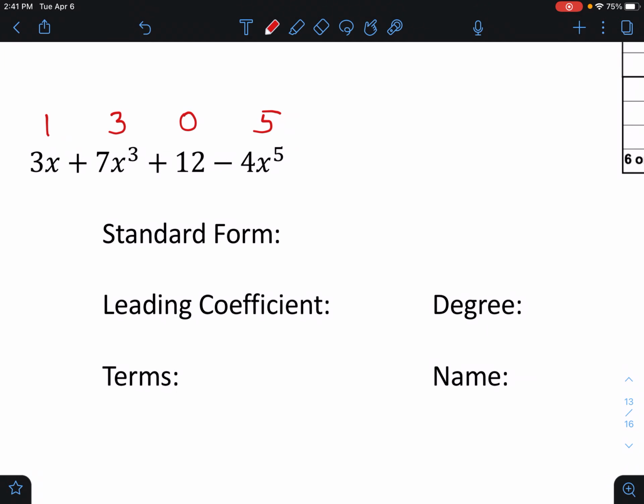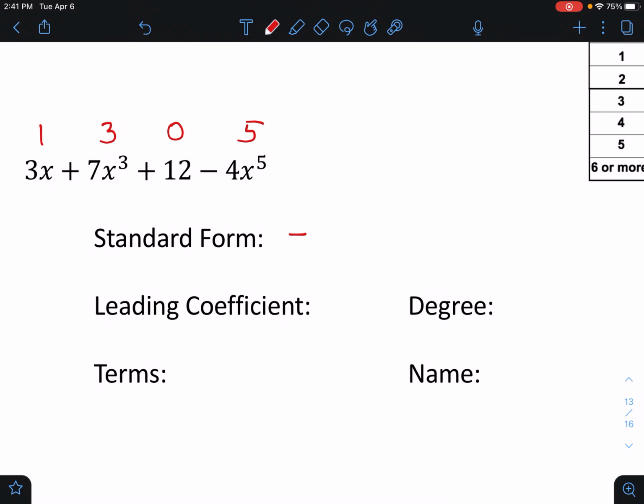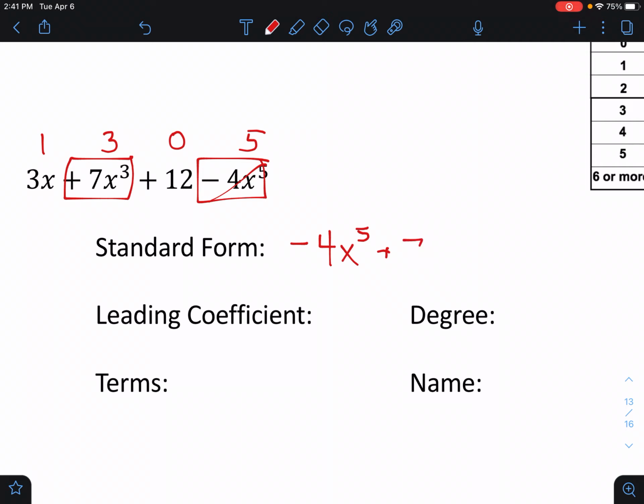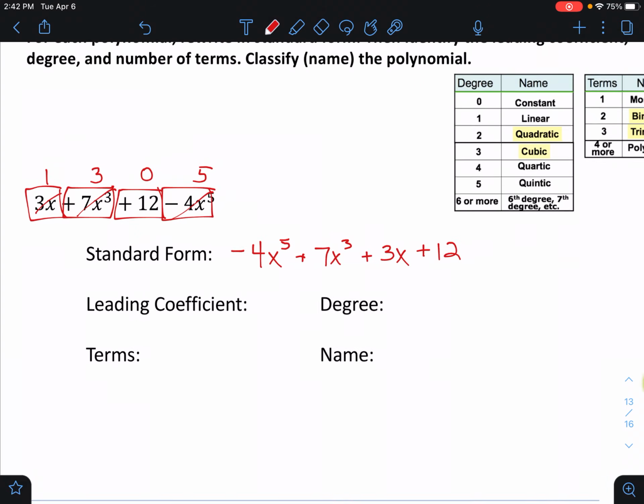Now remember that negative has got to go with it. So I'm going to go negative 4x to the 5th. Again, if it helps, put a box around it, cross it out as you go. And then this is next, plus 7x to the 3rd. Okay, and then plus 3x. And then lastly, plus 12. Okay, now it's in standard form.